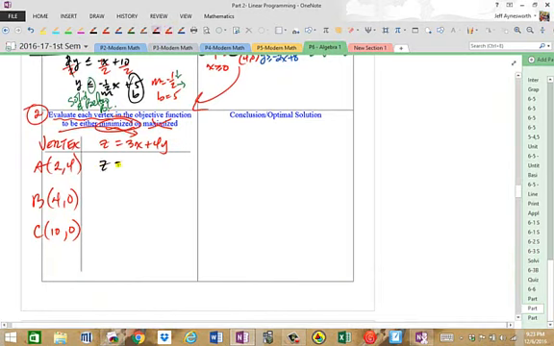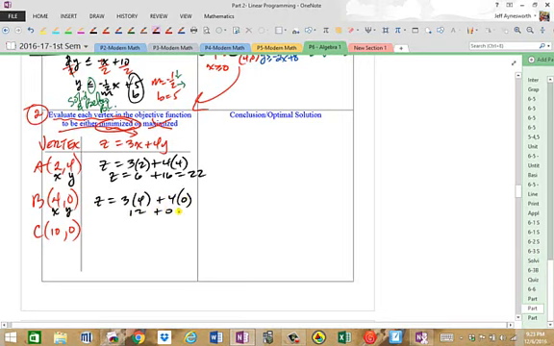Okay, so here we go. z is equal to 3 times x, which is 2, plus 4 times 4, which is y. Okay, what is this? Well, 6 plus 16, that's 22. So z equals 22 first. Okay, now B, z is a different value probably, right? So x is 4 and y is 0. So substitute in 4, substitute in 0, and you get 12 plus 0 equals 12.